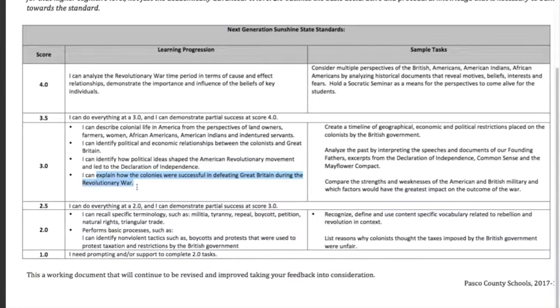Last but not least, we'll need this. Explain how the colonies were successful in defeating Great Britain during the Revolutionary War. So this is where we actually talk about the war, the conflict, and the strategies that were used by the colonists to win the war.